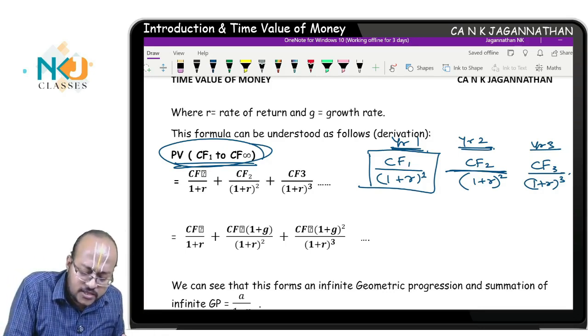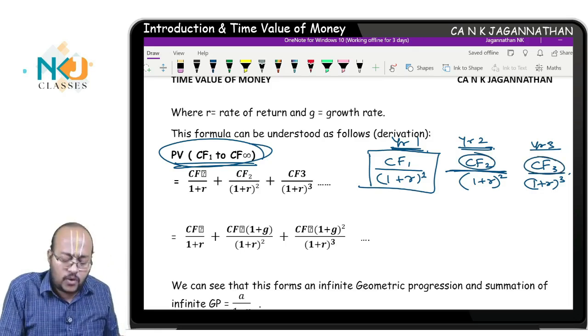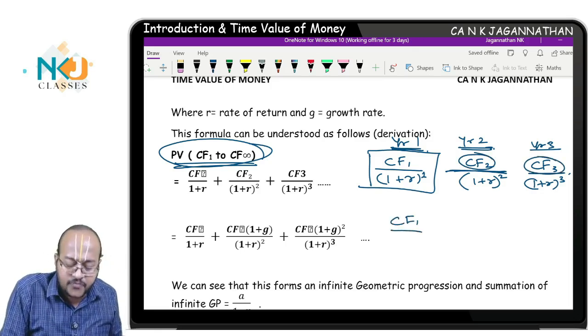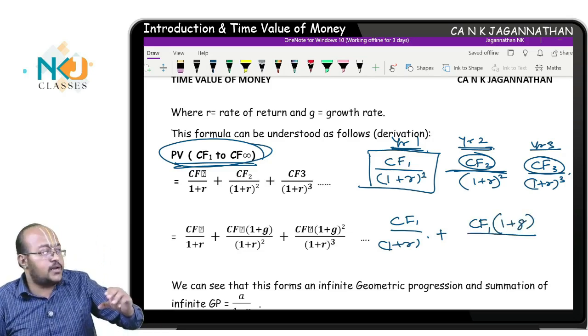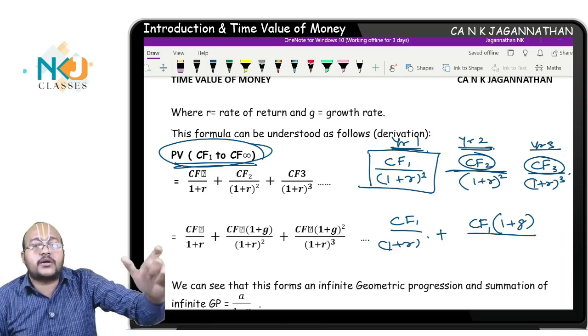Now if you see this, cash flow 2 and cash flow 3 are there. First year cash flow is cash flow 1, divided by 1 plus r raised to the power n, there is no doubt about it. Plus cash flow 2 is nothing but cash flow 1 into 1 plus g. Correct? Why? Every year it is constantly growing at a given rate.